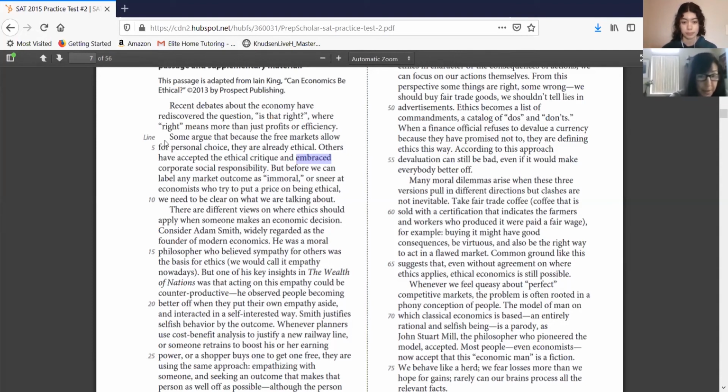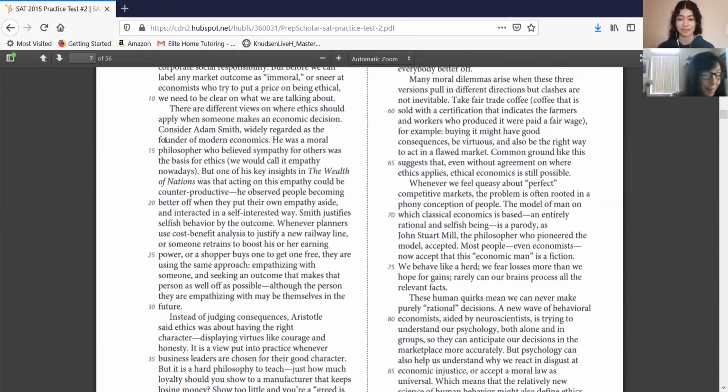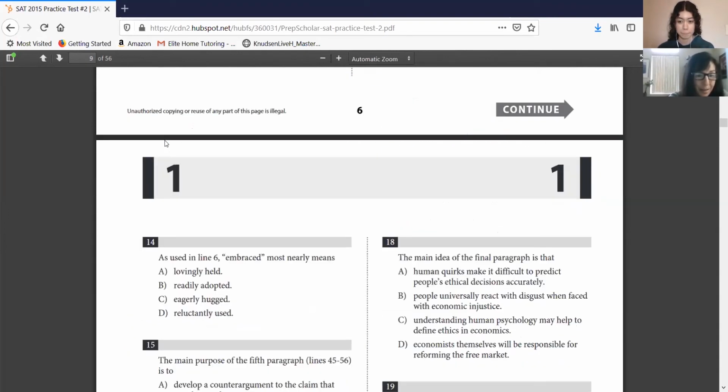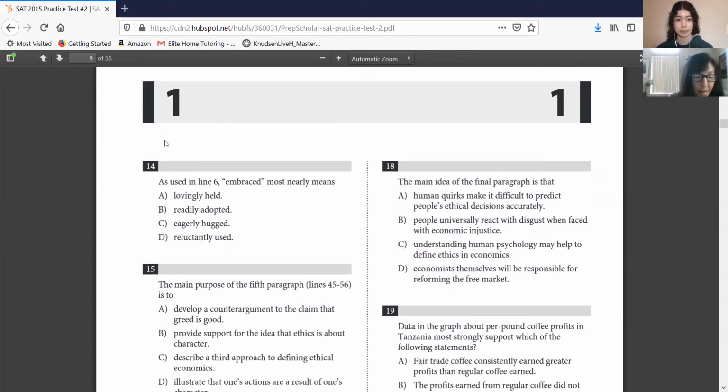Now let's place a vote, and don't read the answers until people have voted, because I don't want anyone to be persuaded by someone else. Keep going. Okay. A, B, C, or D: lovingly held, readily adopted, eagerly hugged, reluctantly used. Use a process of elimination and pick your guess. Votes, please.